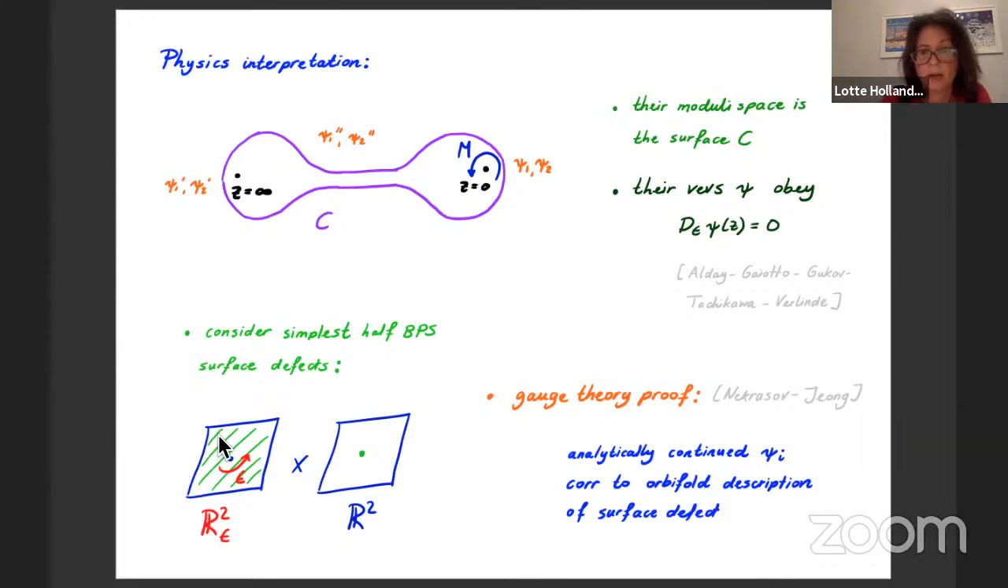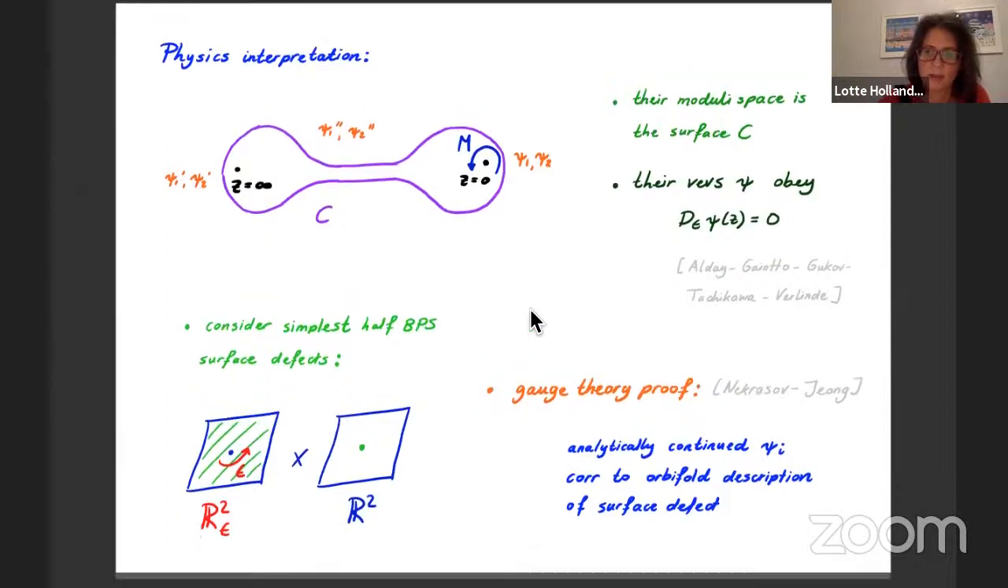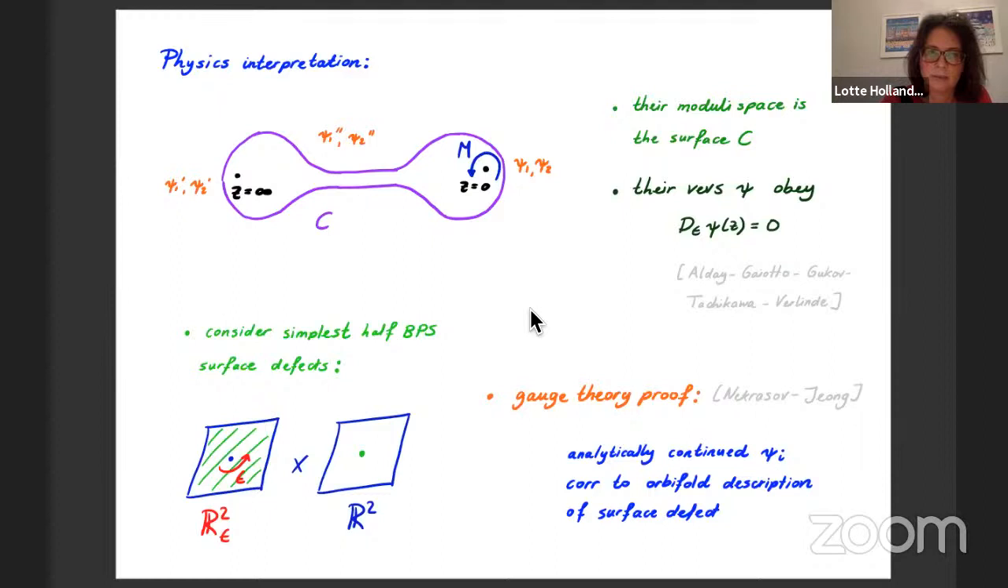So the moduli space of these surface defects is the surface C, and by realizing that these psi's have a certain description as a two-dimensional surface defect, where, for instance, these solutions psi1 double prime and psi2 double prime correspond to VEVs of a surface defect, which is defined by an orbifold, Nekrasov and Jung were able to get to the same conclusion.